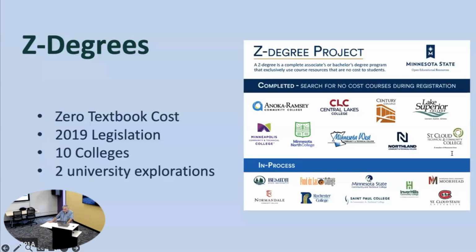And then there are 8 more institutions that are involved in developing or in the exploration phase. Those are Fond du Lac Tribal and Community College, Inver Hills, Minnesota State Moorhead, St. Cloud State, St. Paul College, Rochester Community and Technical College, Normandale, and BSU. I didn't realize that Moorhead had got it. I thought it was just us and St. Cloud. And St. Cloud was, I think, a year ahead of us.